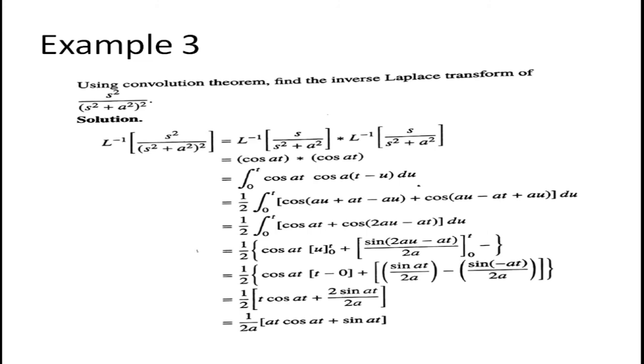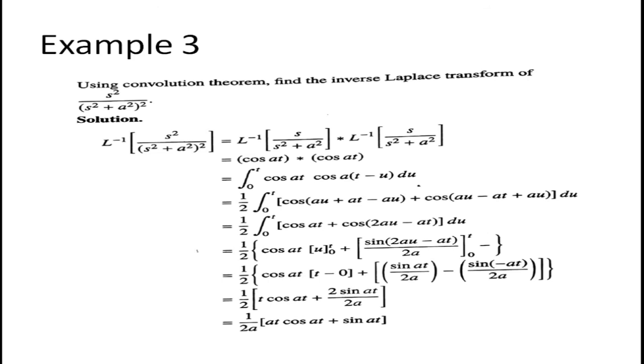Next example is find the inverse Laplace transform of s square by s square plus a square whole square. So here we split the function as s by s square plus a square star s by s square plus a square. So we'll take the inverse. The first function and the second function are same. The inverse is same, cos at. So cos at star cos at.